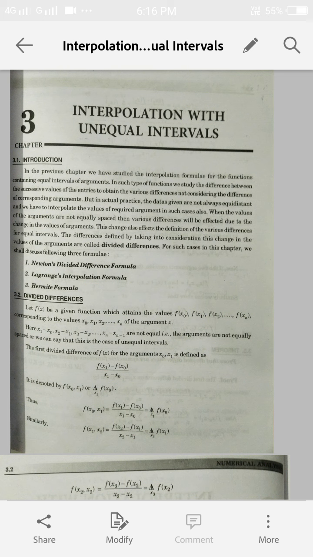When we deal with interpolation with equal intervals, then we find the forward differences and backward differences. So, when we deal with interpolation with unequal intervals, there comes a concept of divided differences. So, first we will understand what we mean by divided differences. Look here.